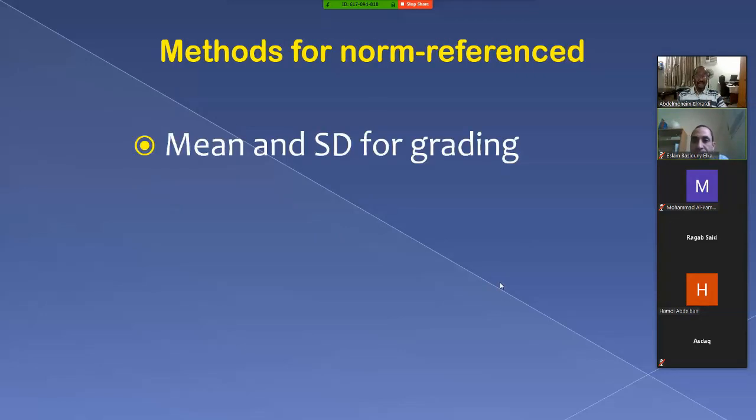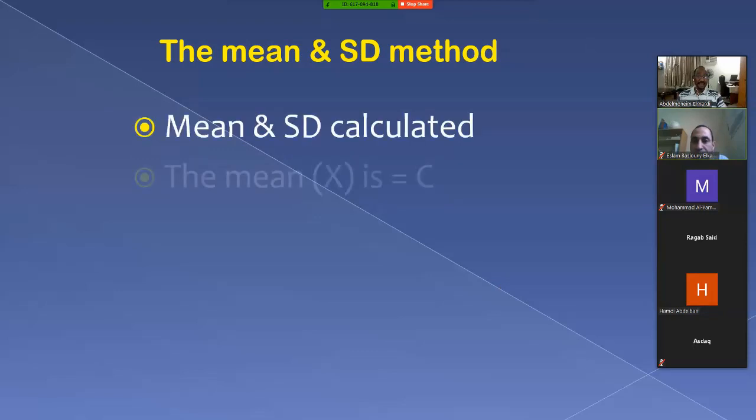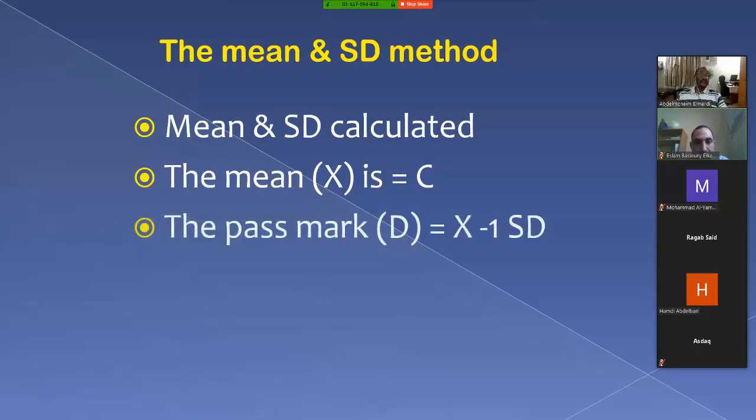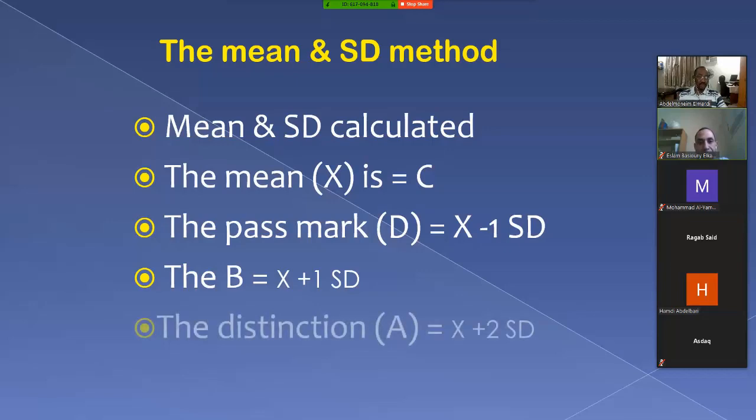And then you subtract the standard deviation. So if the mean is X, which is the C, then the pass mark, which is the D, is X minus 1 standard deviation. Or the B is X plus 1 standard deviation, and so on. The distinction, the A, is X plus 2 standard deviations. X is the mean, the M.